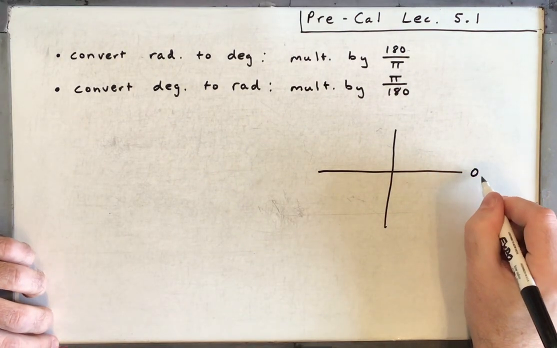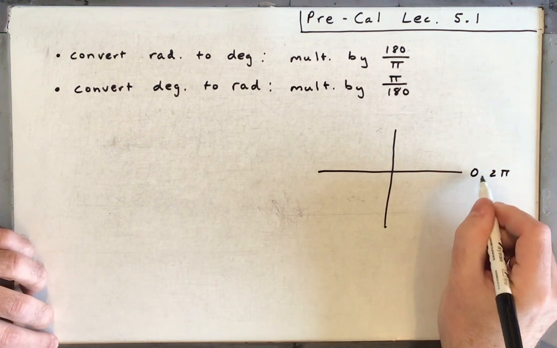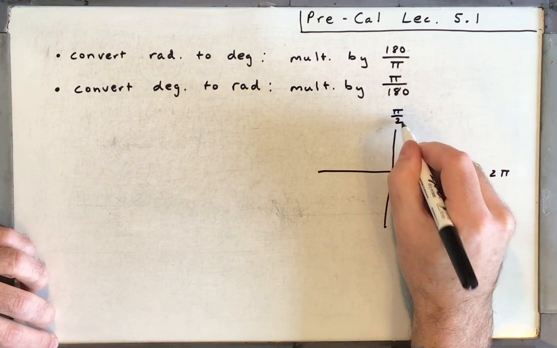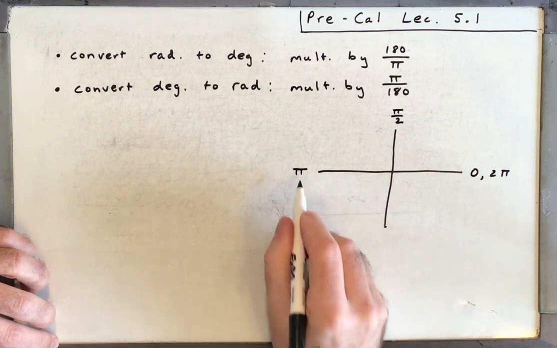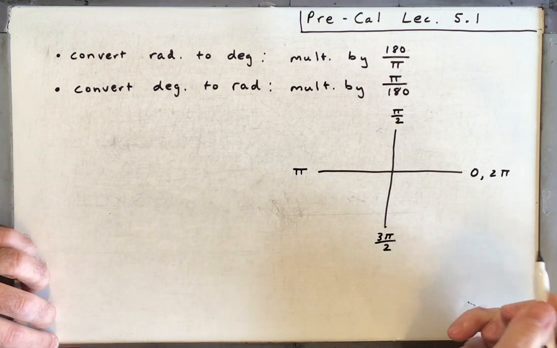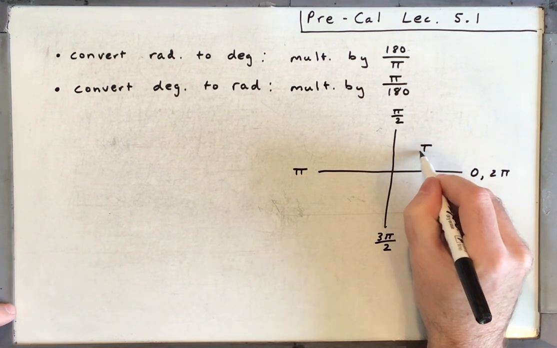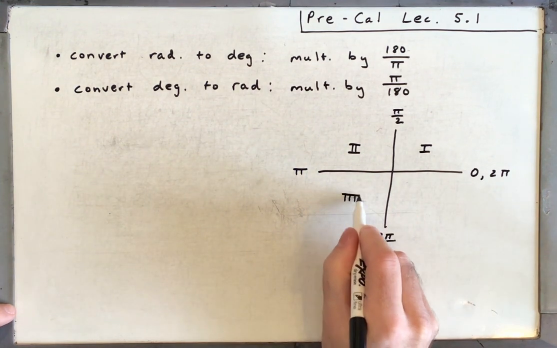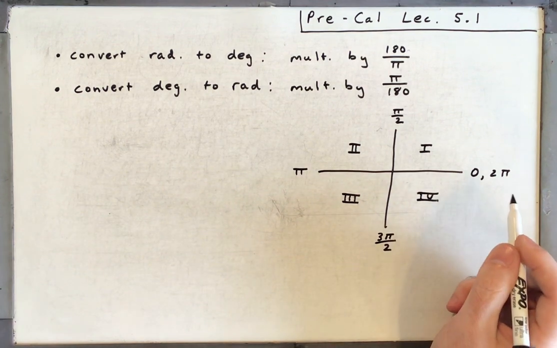You need to think in terms of radians instead of degrees. So at the positive x-axis, 0 and 2 pi radians. Pi over 2 is straight north. Pi radians would be west. South is 3 pi over 2 radians. And then back to 2 pi. And of course this is quadrant 1, quadrant 2, quadrant 3, and quadrant 4. We need to think in these terms.